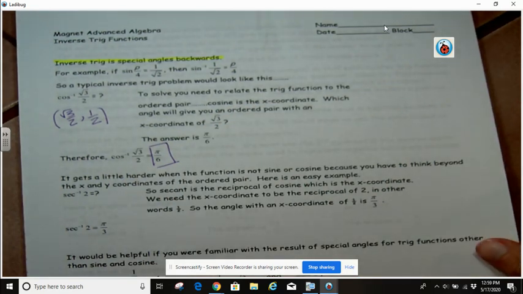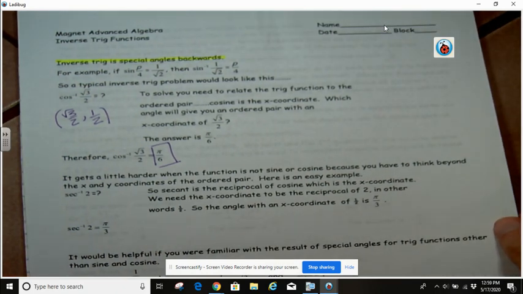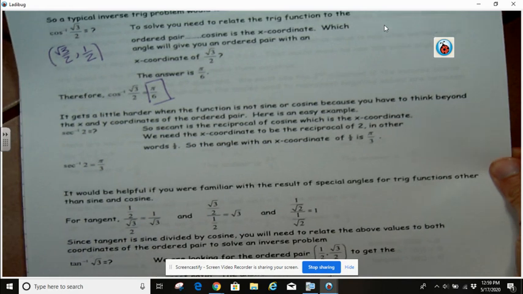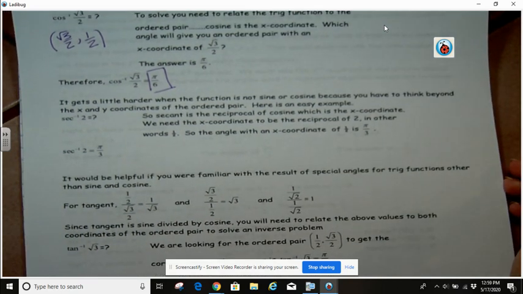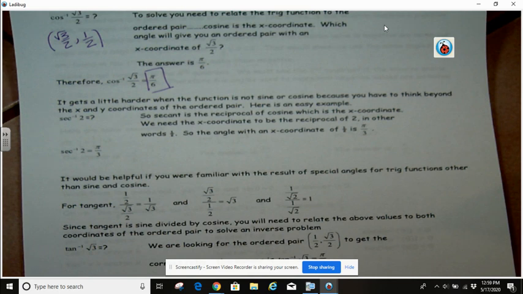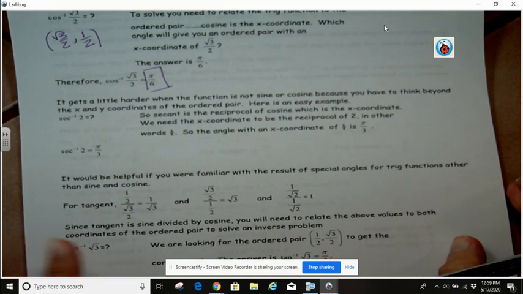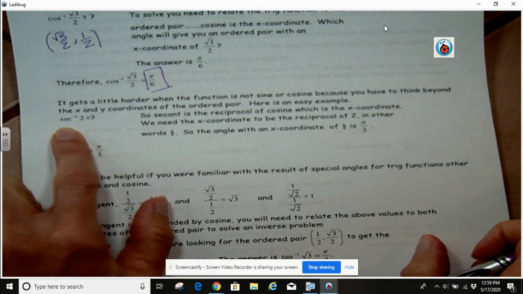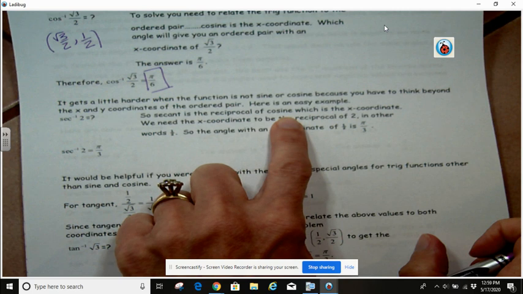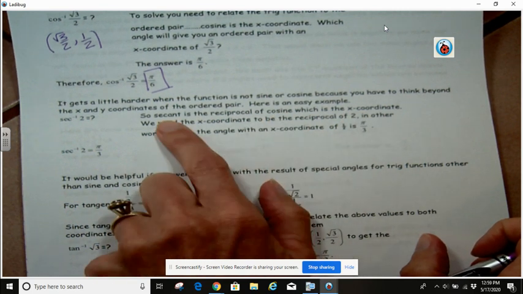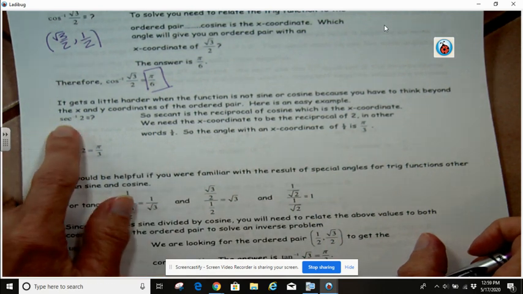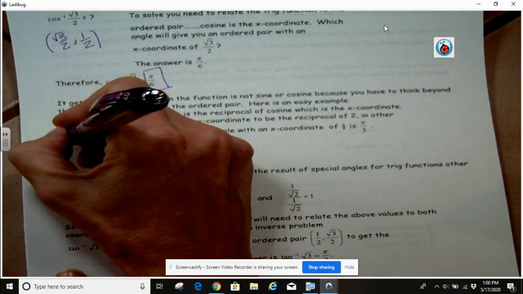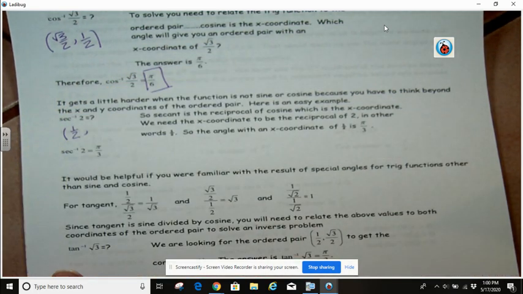So that's going to be the easiest for sine or cosine, because cosine is the x-coordinate, sine is the y-coordinate. It gets a little harder when the function is not sine or cosine, because you have to think beyond just the simple x-coordinate and y-coordinate of the ordered pair. So here's an easy example. If it's secant or cosecant, then it's not that much harder. So if I had the inverse secant of 2, I would think, okay, well, secant is the reciprocal of cosine. So we're dealing with the x-coordinate, right? Because cosine and secant relate to the x-coordinate. So if secant is the reciprocal of cosine and we're dealing with the x-coordinate, then we must know that the x-coordinate is the reciprocal of 2, which is 1/2.